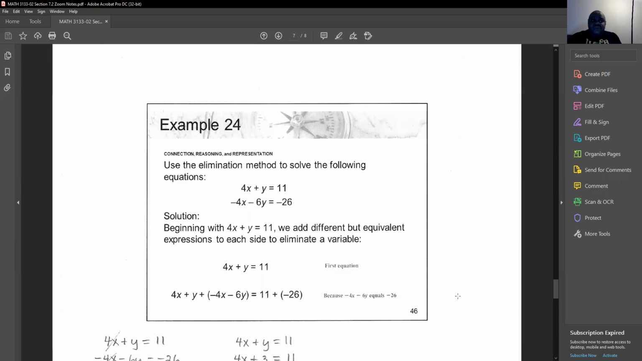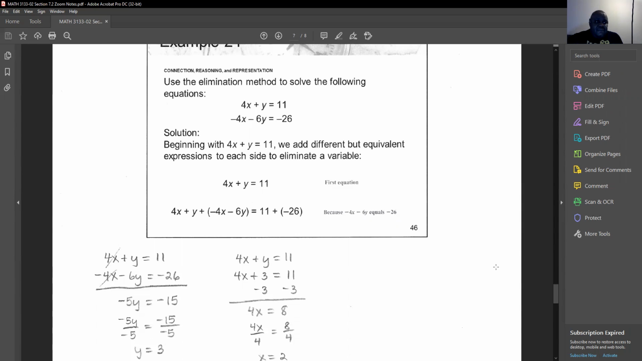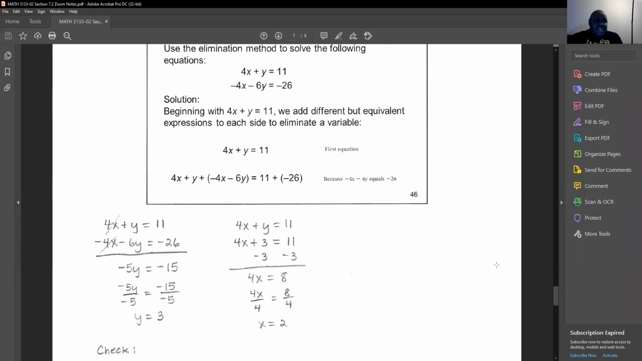4x plus y is equal to 11. And negative 4x minus 6y equals negative 26. And here's what I did. The way I did this is I wrote those two equations on top of each other. Now, automatically, you can see here that 4x and negative 4x are opposites. Okay, so if we were to add those two together, the 4x and negative 4x will be gone. They're eliminated. That's why it's called the elimination method.